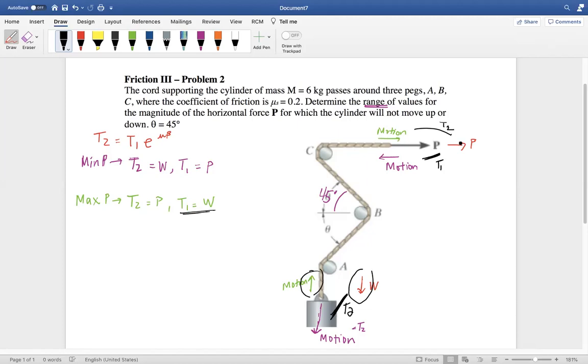So if the arrows are pointing in the same direction, that's T2. If they're pointing in the opposite direction, that's T1. Does that make sense? Yeah.